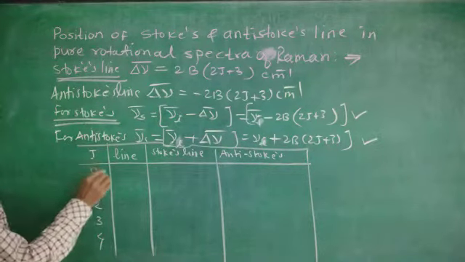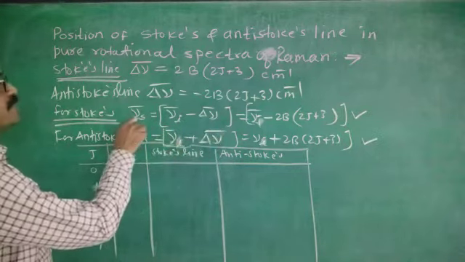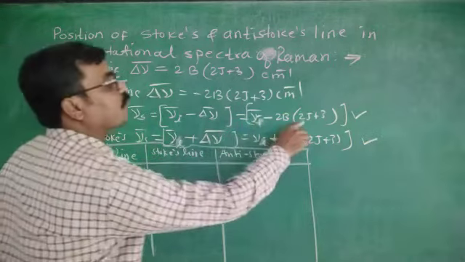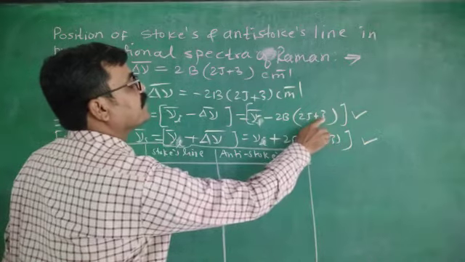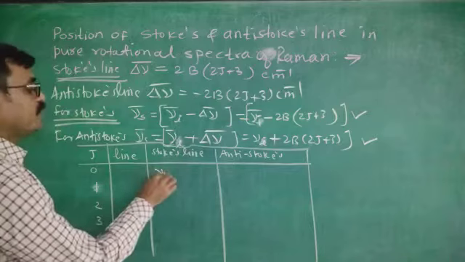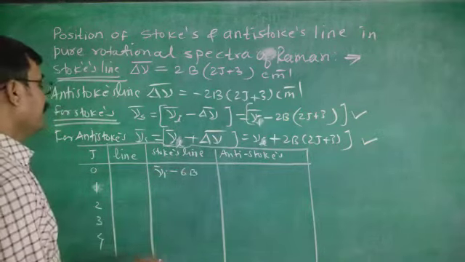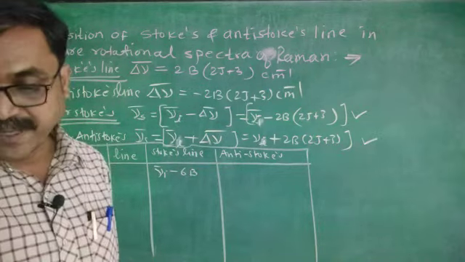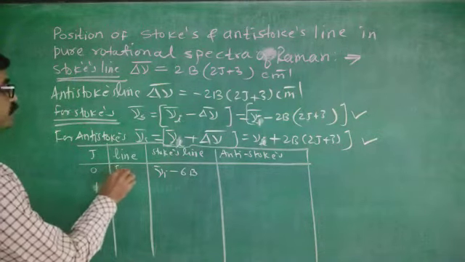Now for J equals 0, for Stokes lines, 2 multiplied by 0 is 0, plus 3 is 3, 3 multiplied by 2 is 6, so it will be nu I bar minus 6B. This is how the first line of the Raman spectrum is obtained.